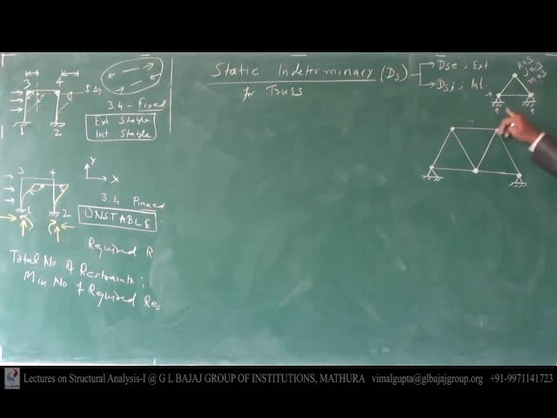Here it is the smallest truss. It has how many joints? 1, 2, 3: three joints. Three members: 1, 2, 3. And restraints: here we have applied two restraints, one vertical and one horizontal, and here one vertical. The number of restraints applied here is 3.